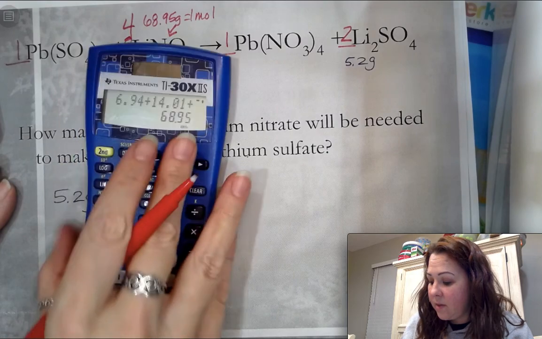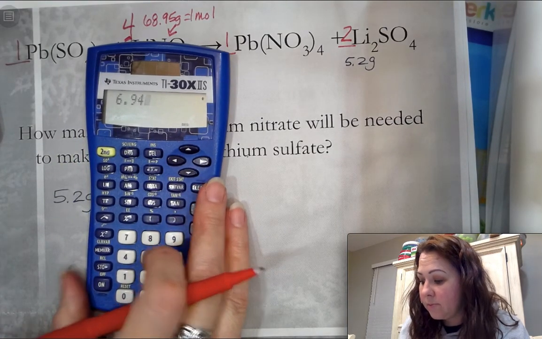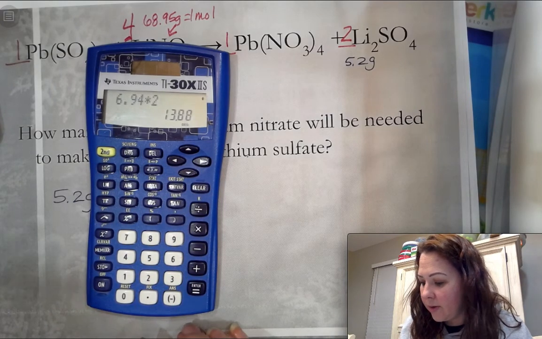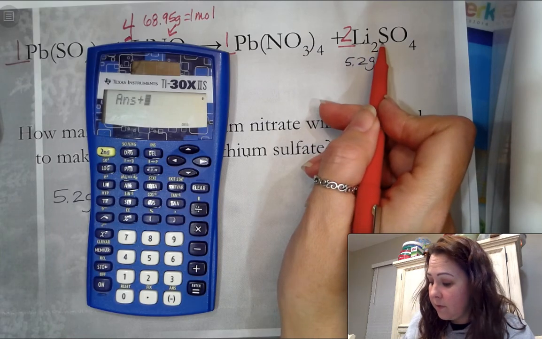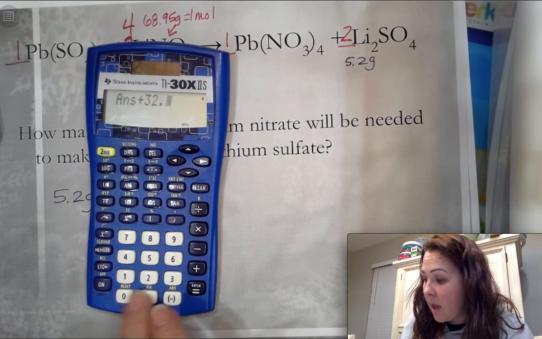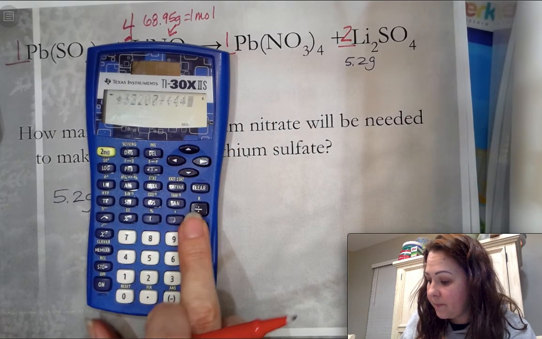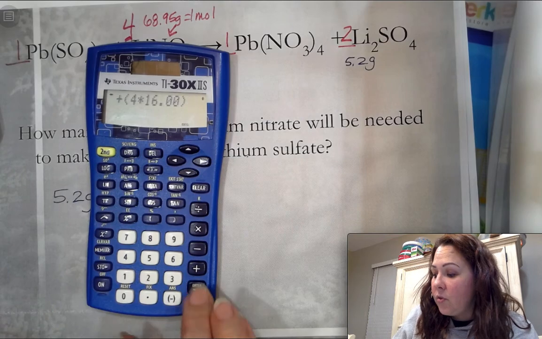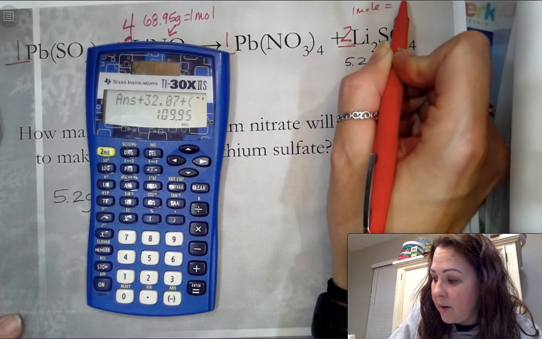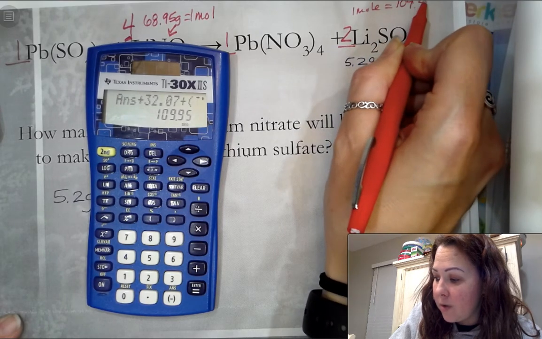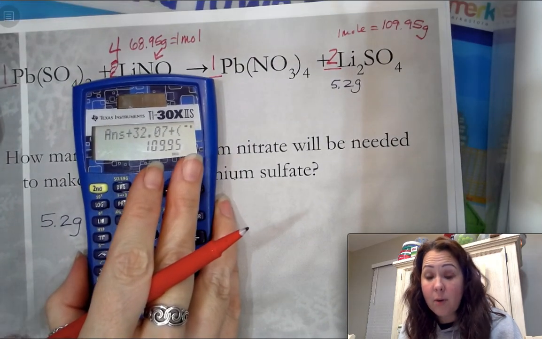So again, lithium, when you find it on the periodic table, has a molar mass of 6.94 times 2. So I have my 2 lithium, plus the mass of sulfur, 32.07, plus the mass of my 4 oxygen, so 4 times 16. So the molar mass of this one, for the mass of 1 mole, is 109.95 grams. So that's my second conversion factor that I'm going to need for this problem.